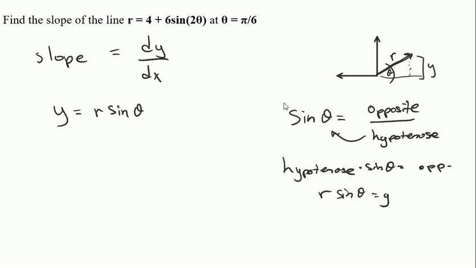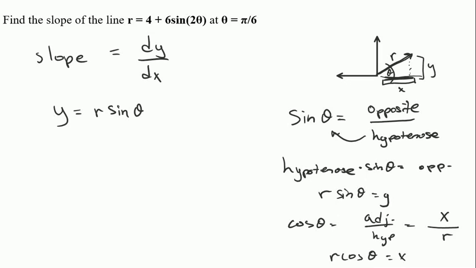The same thing goes for x. This is your x over here. Now, cosine theta equals adjacent over hypotenuse, where the adjacent is going to be your x, because this is your adjacent side right here, and then that's over your hypotenuse, which is going to be r. Now, if you cross multiply, you get r cosine theta equals x. Let's write that over here because we can see it better. x equals r cosine theta.